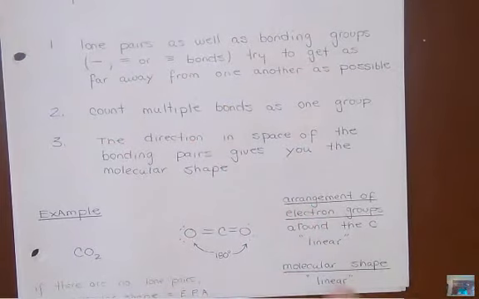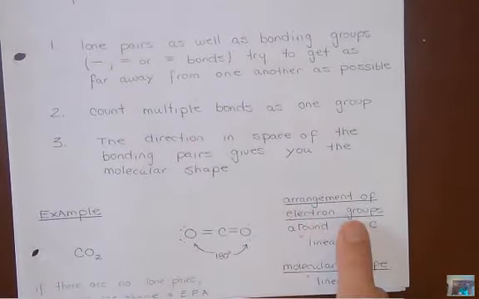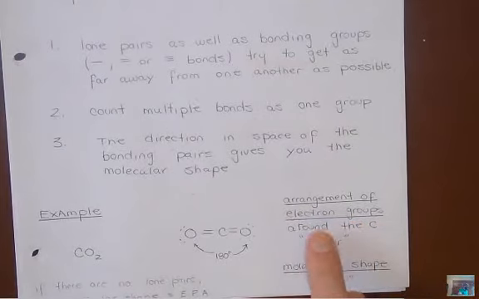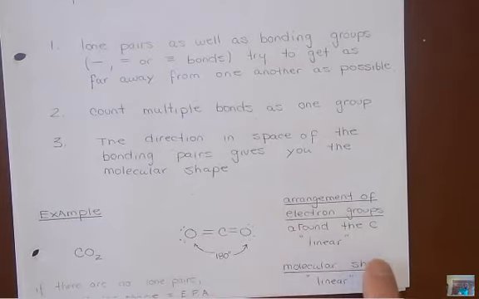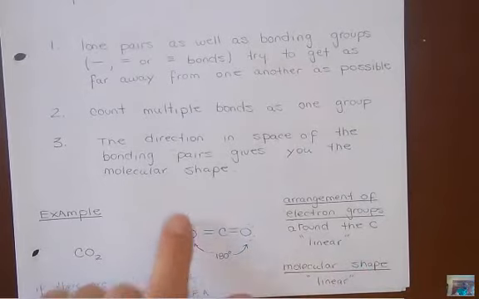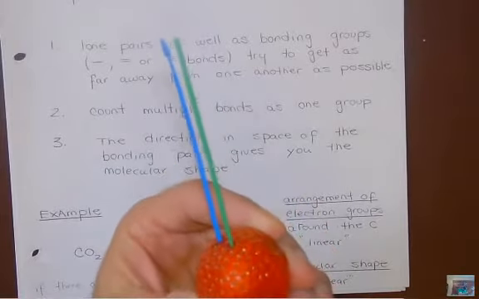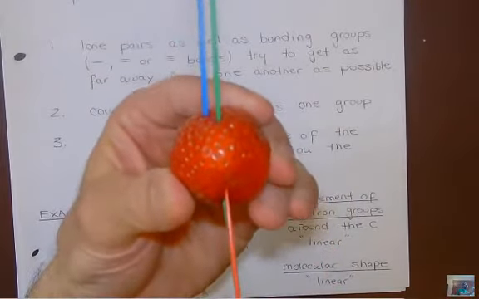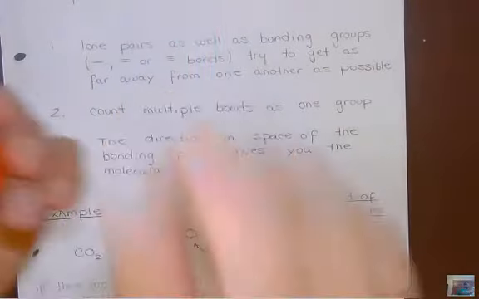Okay, so the arrangement of the electron pairs around the carbon, the electron pair arrangement, the EPG, would be linear. The EPA would be linear. And also the molecular shape would also be linear because there's no lone pairs around the central atom. There's nothing to ignore. The shape is described by the position of the atoms around the central atom.